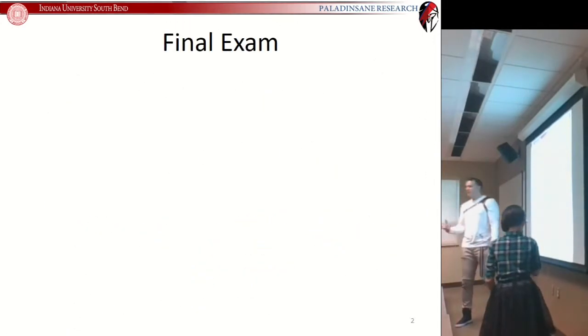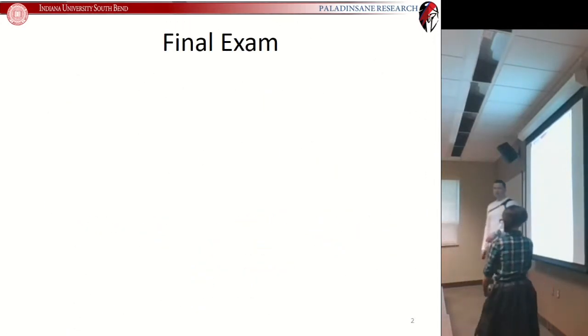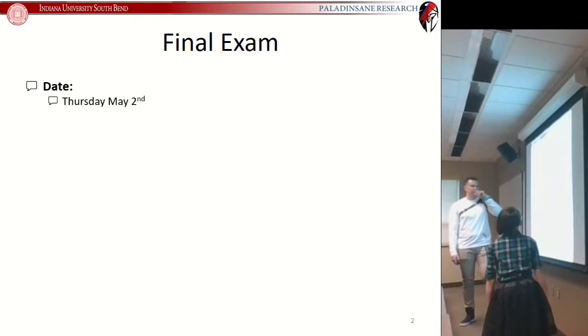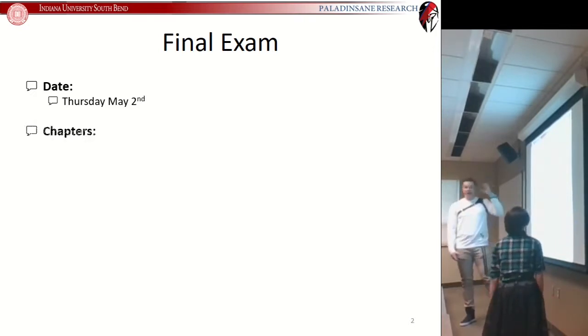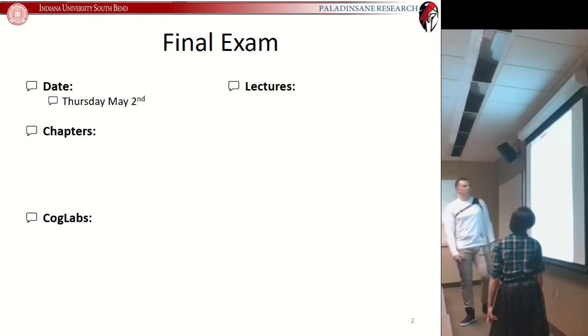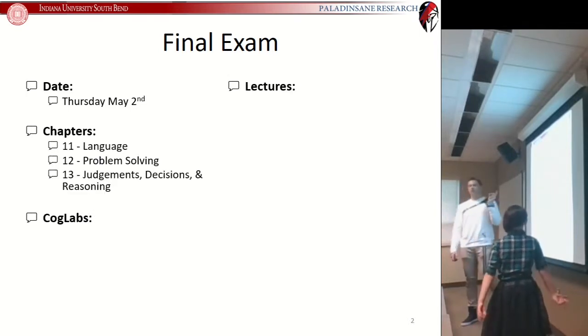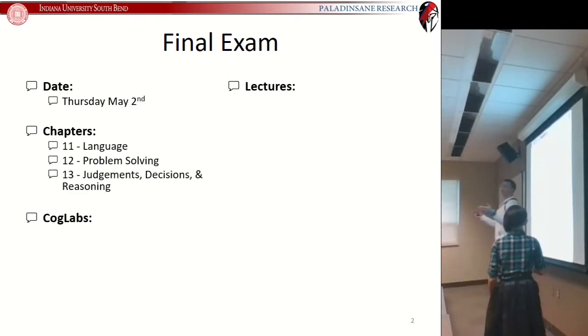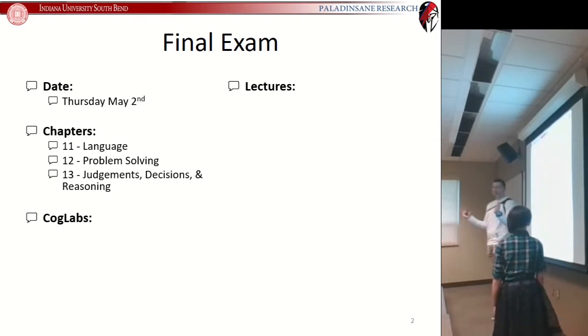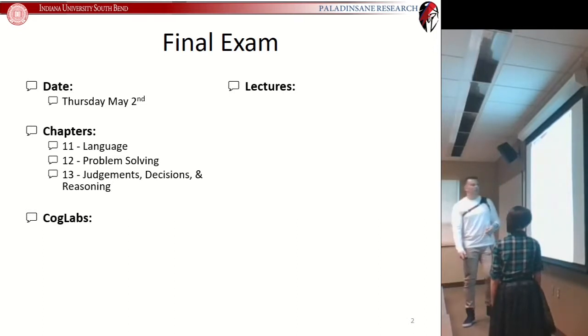Before we get to that, I just want to make sure everybody's aware of the final exam that is coming up. This is going to be Thursday, May 2nd, in class, during class time. The chapters, Coglabs, and lectures that will be covered are chapters 11, 12, and 13. So everything since exam 3, this is non-cumulative. It's a final exam, but in reality it's exam 4. So everything since exam 3: language, problem solving, judgment, decision, and reasoning.